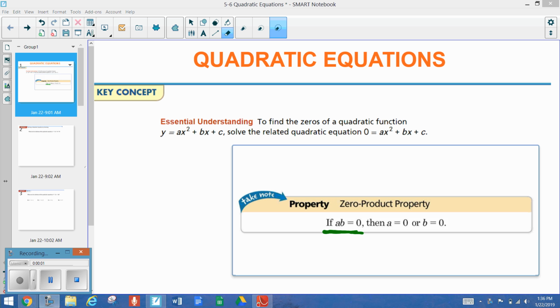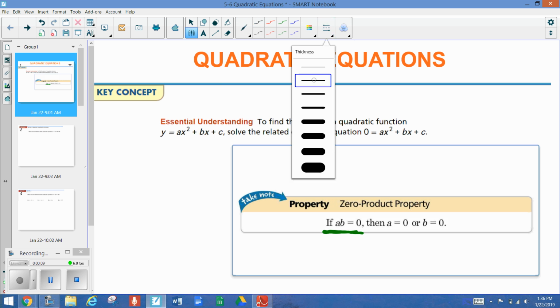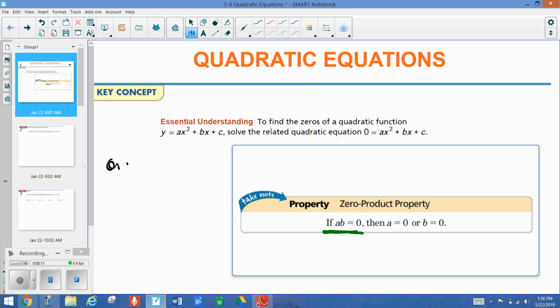When multiplying two numbers, a times b equal to 0, at least one of them must be 0. For example, 0 times b, we don't care what b is, whatever number you plug in. Does that make sense?